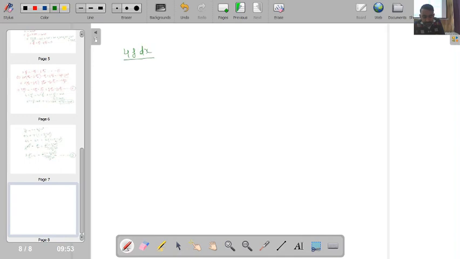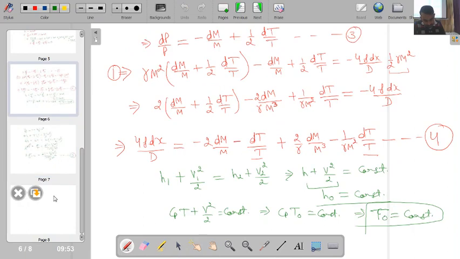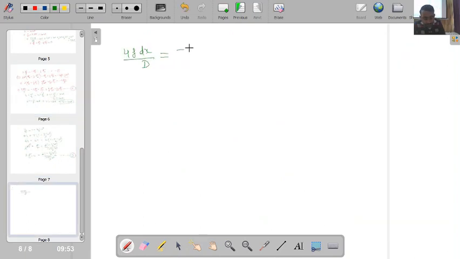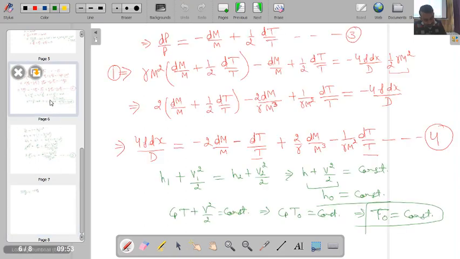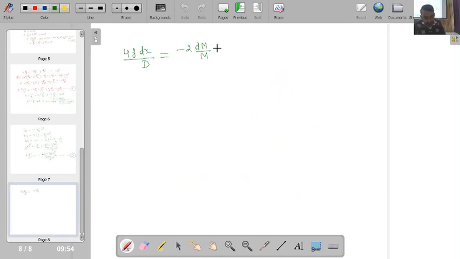So if I substitute 5 into 4, I will get 4f dx by D equal to minus 2 dM by M, and then I have one term dT by T with minus sign. And dT by T I have with minus sign, so minus minus will become plus, so I will get plus d of (1 + (gamma minus 1)/2 M square) divided by 1 + (gamma minus 1)/2 M square.